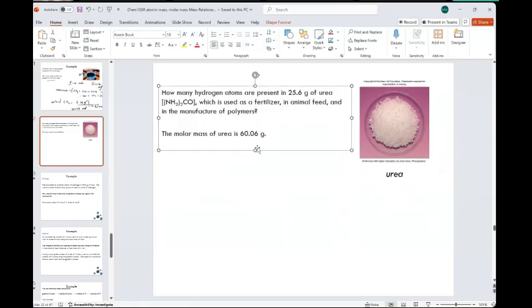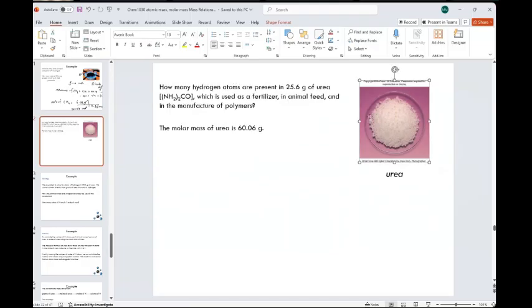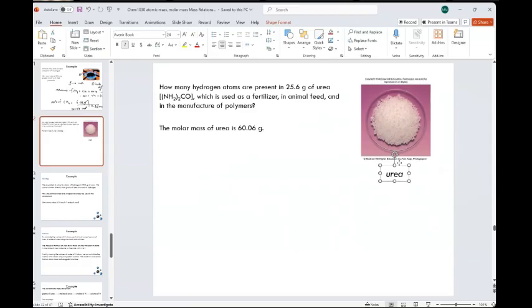Okay, so I will post the homework today after this chapter. Urea is used as a fertilizer, animal feed, and in other manufacturing processes as a polymer raw material. So urea has this formula. Urea formula is NH2CO. Okay, this is the urea formula.